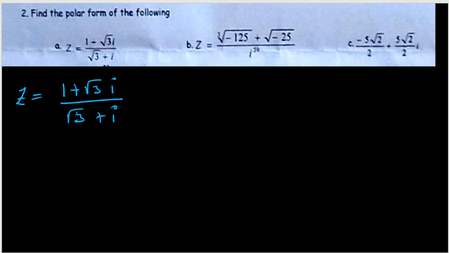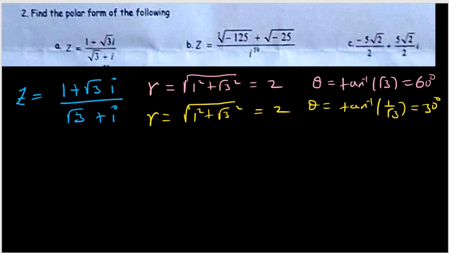Let's do it. So the numerator part only, the r will be the square root of each component squared: 1 squared plus radical 3 squared. Radical 3 squared is 3, plus 1, that is 4, the square root will be 2. And the lower part also the same, radical 3 squared plus 1 squared will be the square root of 4, that is 2. Each of them, r is 2. And the theta, tan inverse of y over x. The y is the imaginary part and the x is the real part. So radical 3 over 1 means radical 3. So tan inverse of root 3 will be 60 degrees, and for the lower part, the theta will be tan inverse of 1 over root 3.